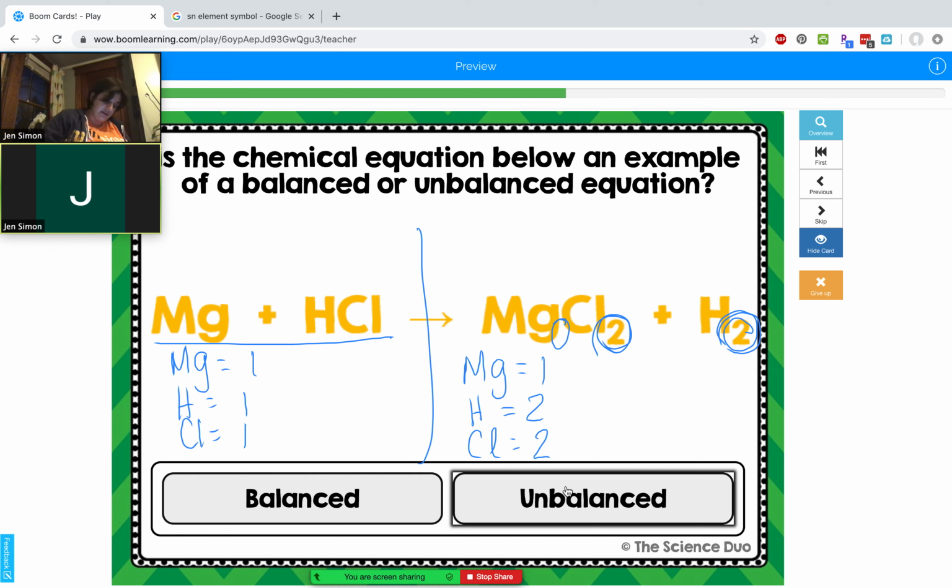So if I look at this, my hydrogen and my chlorine numbers are not the same on both sides. So that means that this equation is unbalanced. And next week, we'll learn how you would fix that.